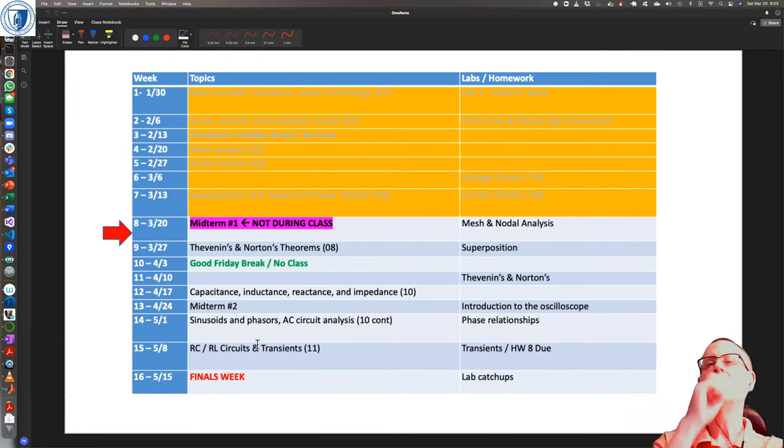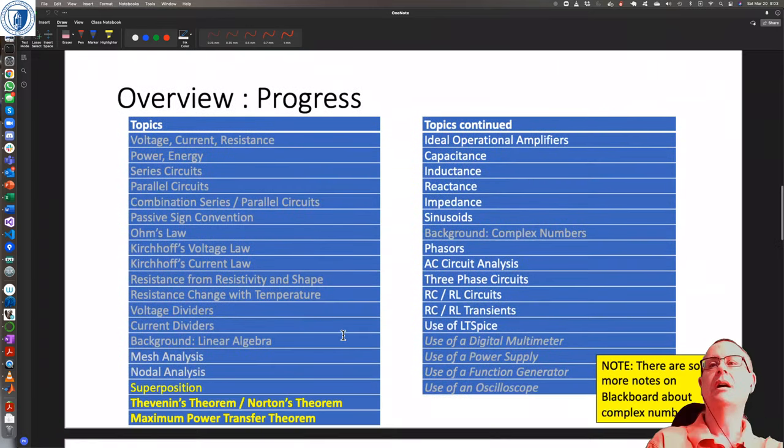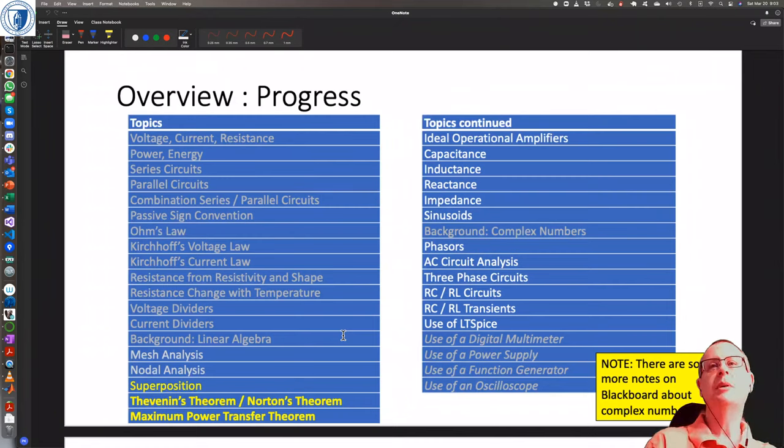Okay, let's go back to OneNote. And that's where we are. We're just about done with all the stuff that I need to talk about for resistors only. Once we're done with that, I'm going to change gears and we're going to move on to circuits with inductances and capacitances. So we'll see how that goes.